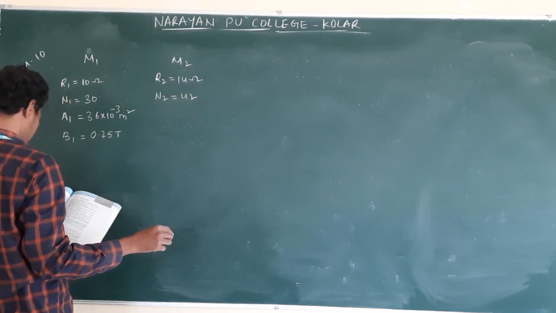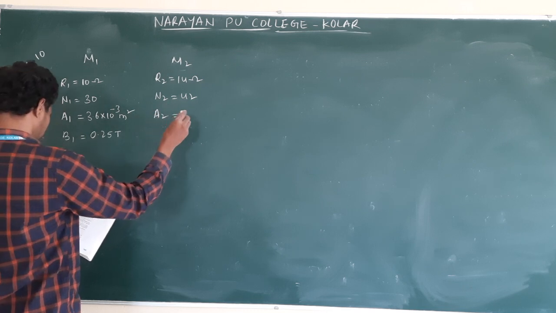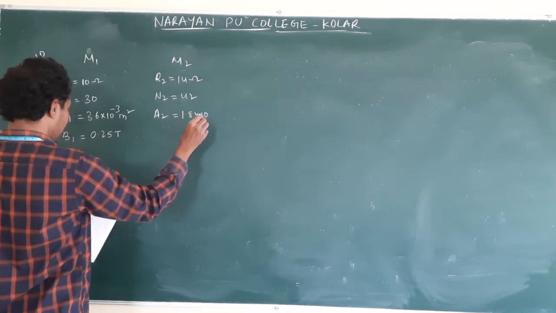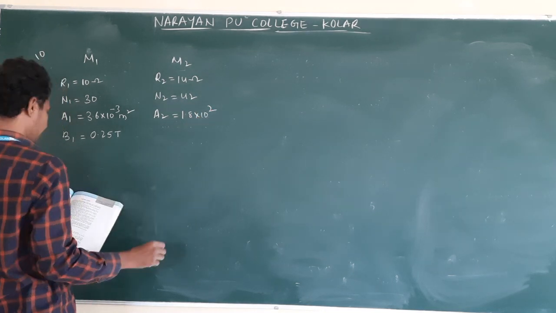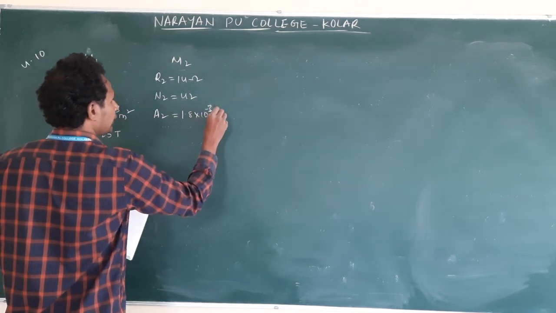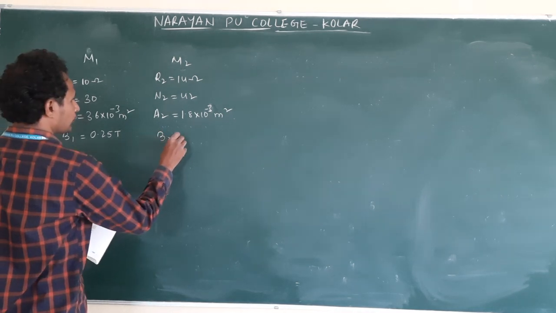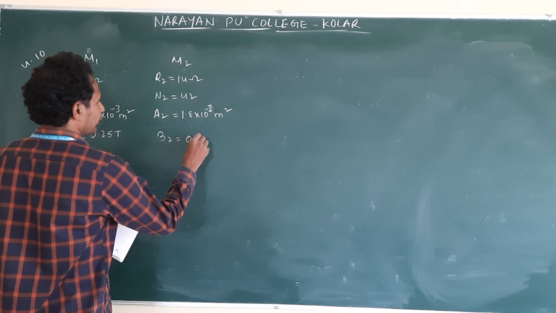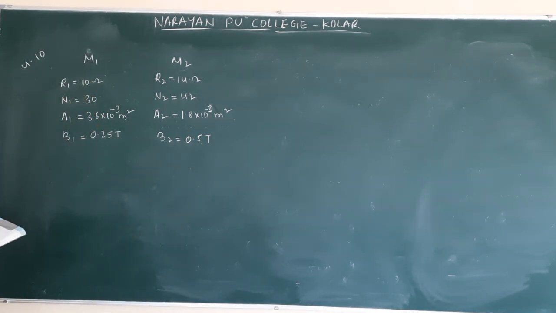Next, A2, area, is 1.8 into 10 power minus 3 meter square. Next B2 is 0.5 Tesla. Okay. Now what did they ask? Current sensitivity ratio and voltage sensitivity ratio for M2 to M1.